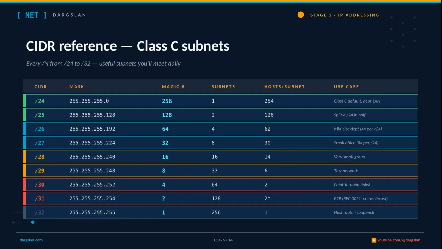And here's that same magic number trick laid out for every Class C subnet you'll meet in the wild. Notice the beautiful symmetry. As the CIDR grows by 1, the magic number halves, the subnet count doubles, and the hosts per subnet roughly halve. A /30 gives you 4 addresses with just 2 usable hosts, perfect for point-to-point router links. And /31 is the clever exception. RFC 3021 lets you skip the network and broadcast addresses entirely to squeeze 2 hosts out of 2 IPs. Pin this table somewhere. You'll reference it constantly.